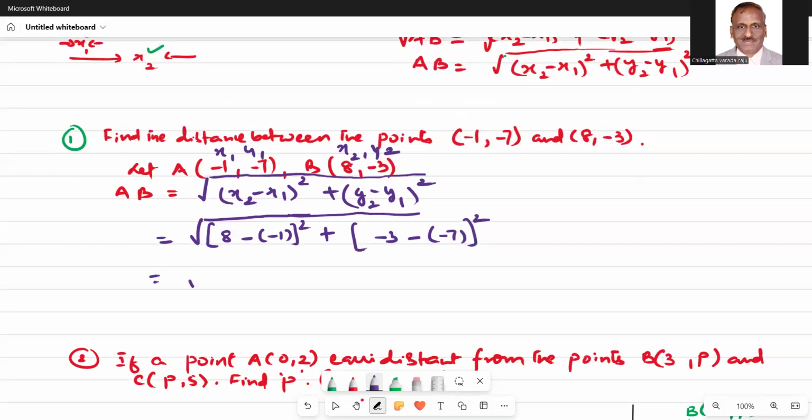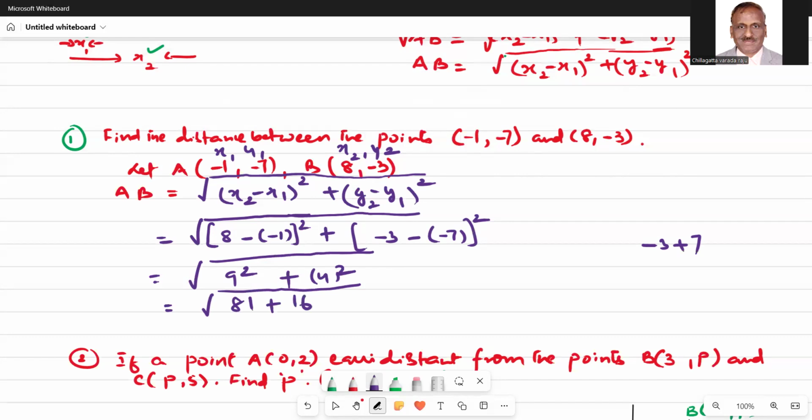So that gives you the square root of, what is 8 minus of minus? It means 8 plus 1. 8 plus 1 is equal to what? 9 square. What is -3 plus 7? It is equal to 4. That is 4 whole square, which is equal to the square root of 9 square, which is 81, and 4 square is 16. So which is equal to root of 81 plus 16, which is 97. So the length of AB is equal to root 97 units.